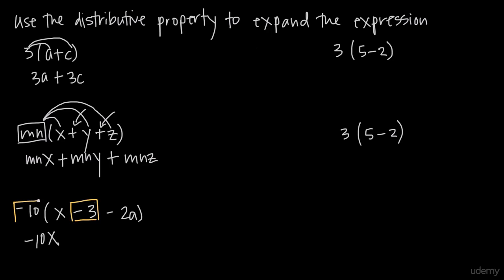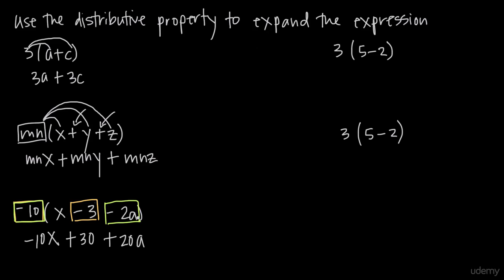We have negative 10 here times negative 3. A negative times a negative is a positive, so we're going to get plus 30 because those negatives cancel, and 10 times 3 is 30, so we get plus 30. And then same thing here, we have a negative 2a, so we have to include that negative sign, and we'll multiply negative 10 by negative 2a. Our negatives will cancel, and we'll get a positive 20a.